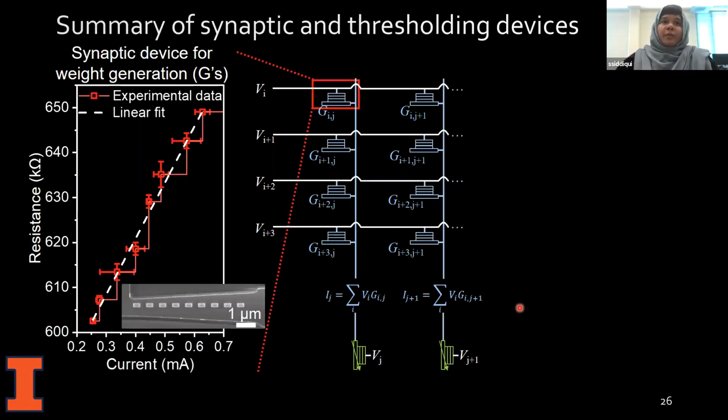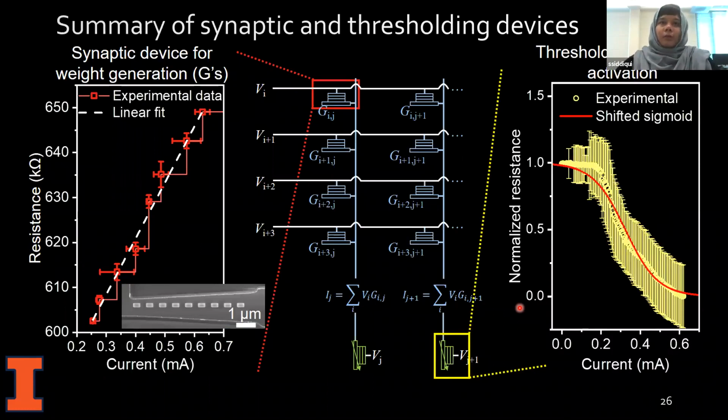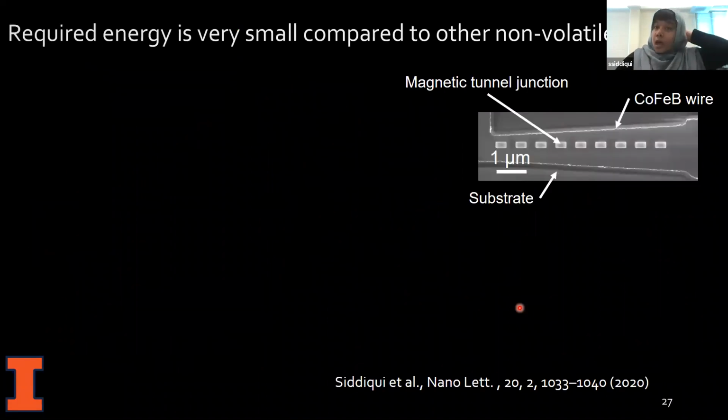So to summarize the middle part of my talk, I have shown you this digitized version of the synaptic and thresholding function by using the magnetic tunnel junction and domain wall in the free layer. Now, the main motivation when I started, I talked about, is that we want to reduce the energy consumption. So where are we standing with these devices in terms of energy consumption?